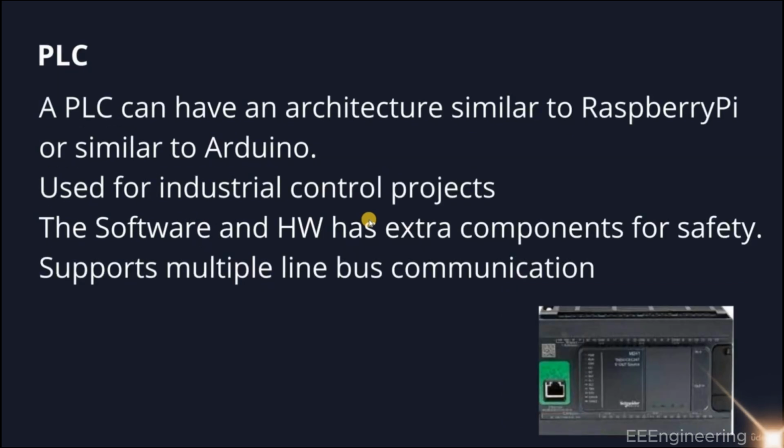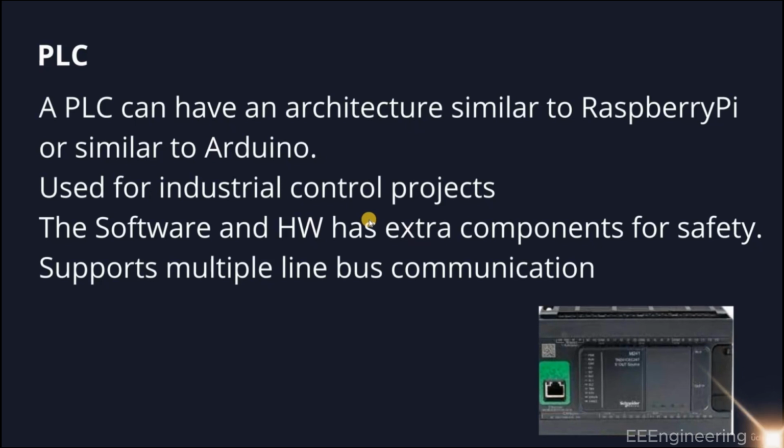Now, let us talk about the last bit here, which is the PLC. A PLC could be something similar to Arduino, or it could be something similar to Raspberry Pi. It depends on the hardware architecture. A PLC actually is used in factories when you need to control a whole machine, when you need to control some production line, you use a PLC because a PLC is much more robust and much more reliable in sensitive and dangerous applications. Let's say that you have a nuclear reactor.